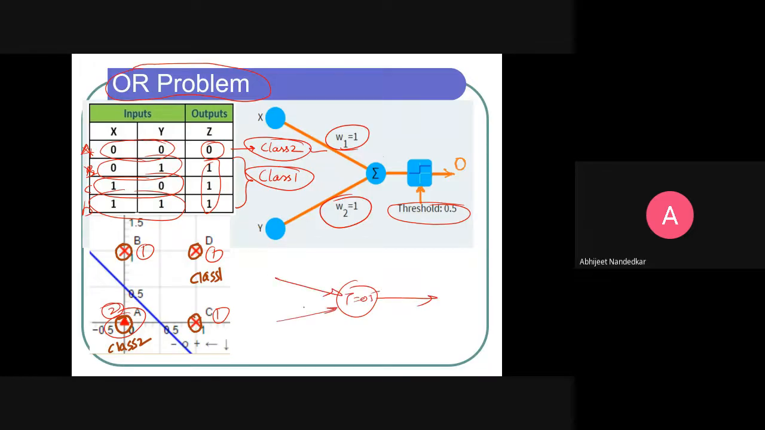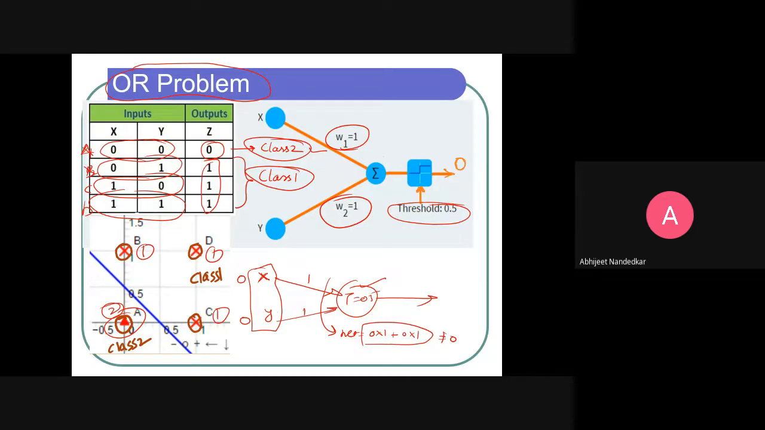So I am connecting my input x and y, which is forming the input vector, and these weights are 1 and 1. Now if I put 0, 0, then the net value here is equal to 0 multiplied by 1 plus 0 multiplied by 1. So this will be 0 in this case. So whenever my input is 0, 0, I will not get firing of this neuron.